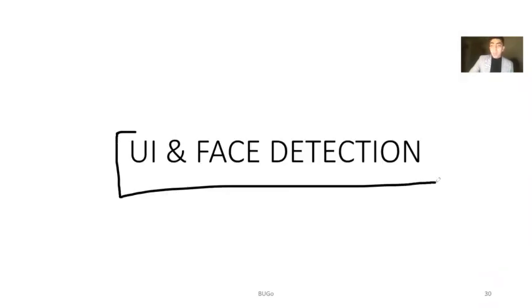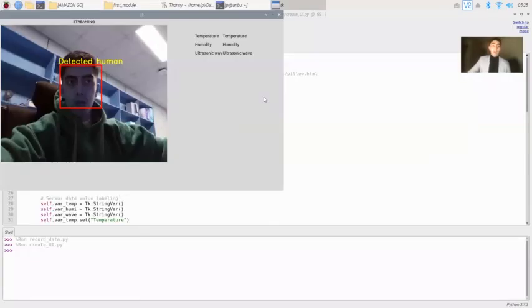Then we talk about the UI and the face detection. For the UI, we use the Enter key to create it. And as you can see in the image, it can detect my face. Later on, it's going to store the values of temperature, humidity, and the ultrasonic wave, that is the PIR information, the movement information.